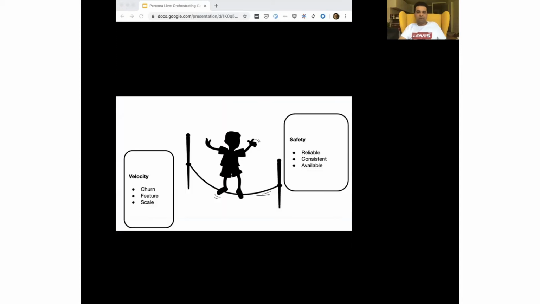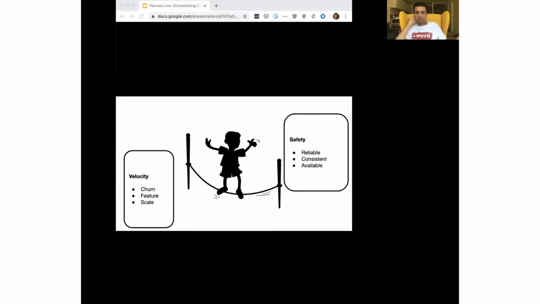let's look at why we need orchestration to begin with. Now, any web service business looks like this, like the chap there on the wire. On one side, you need to be fast. You need to deploy things fast. You need to scale fast. You have a lot of churn. You have a lot of new things.